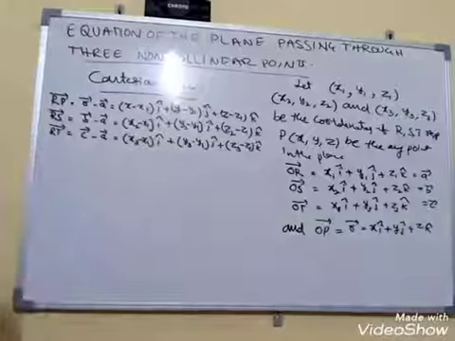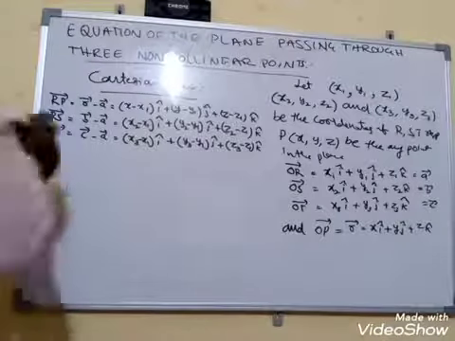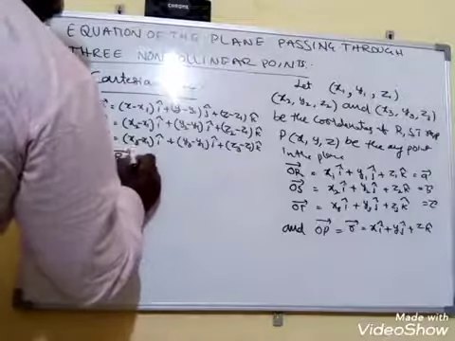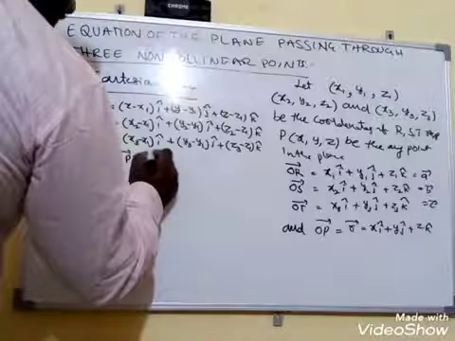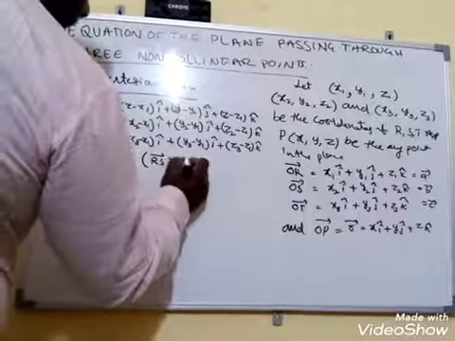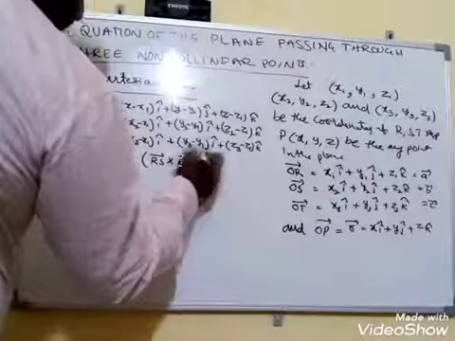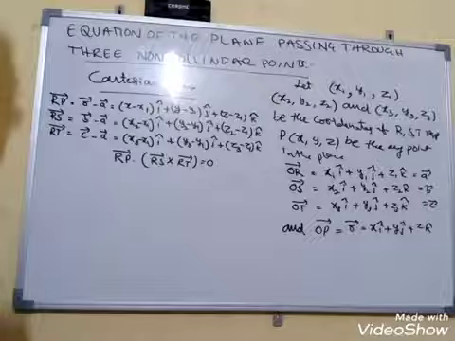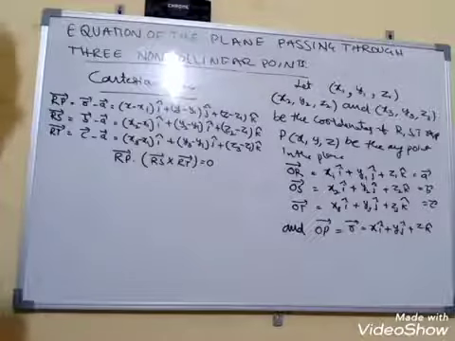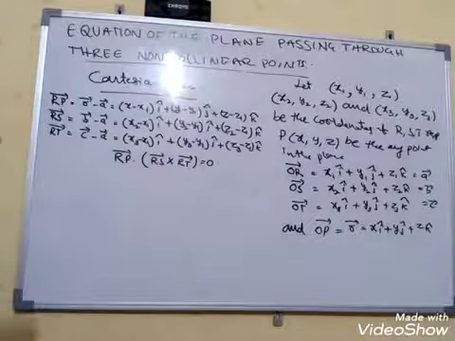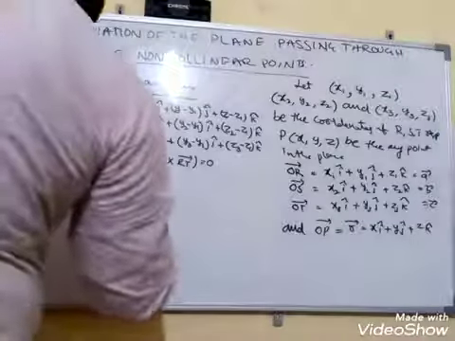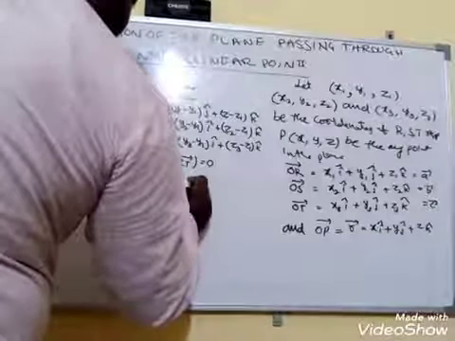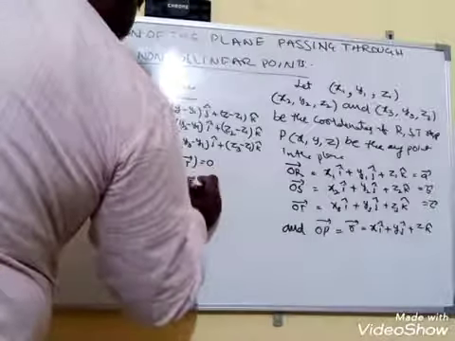Now, what is the equation of the plane we have? RP bar dot RS cross RT is equal to 0. Observe, we already discussed this in vectors as an additional topic, that is the scalar triple product. A dot B cross C is nothing but the box product of A, B, C. So that is the box of RP, RS, RT equal to 0.